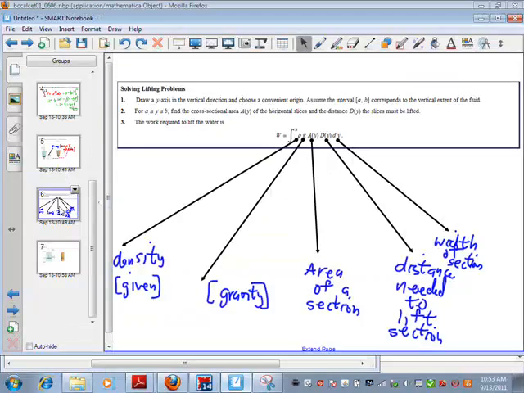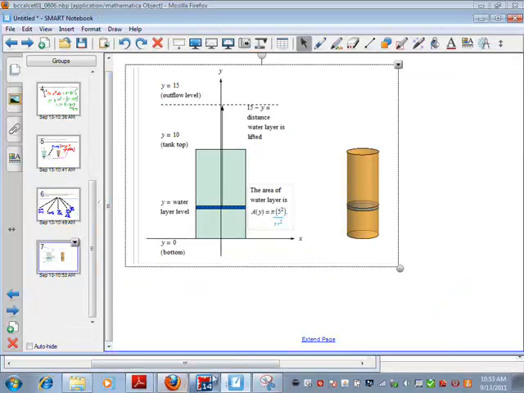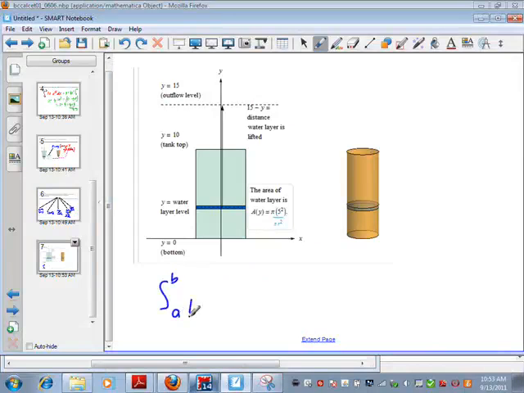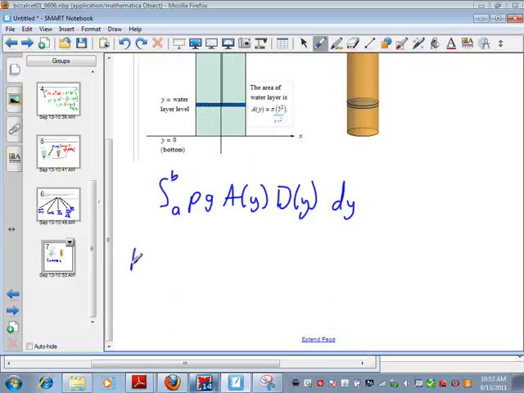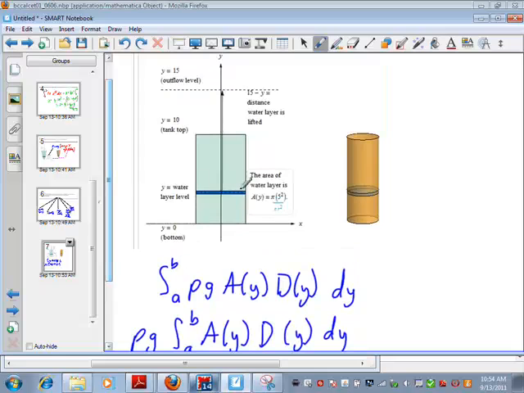It's the integral from a to b of rho g A, the distance I need to bring that piece, and the width of it. Rho and g are given. Literally this we're looking for. So now when I pick a y here, what is the area of this?